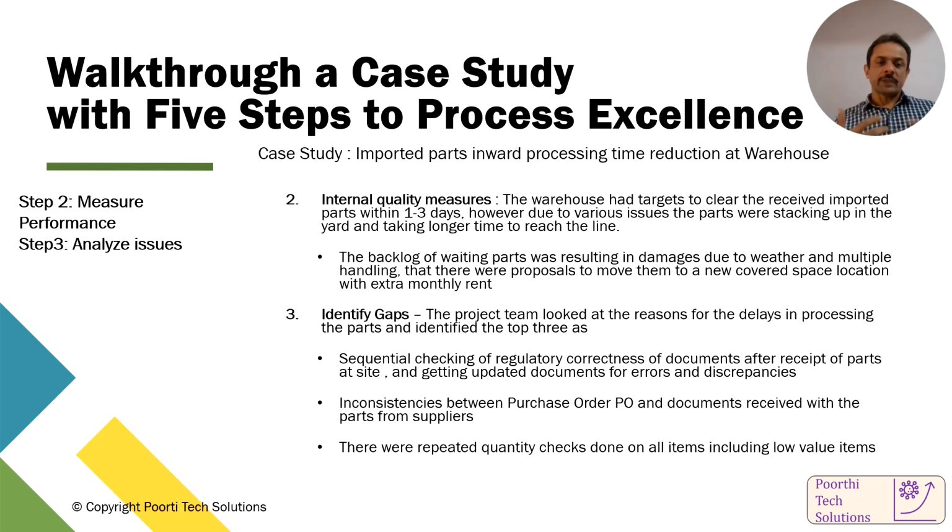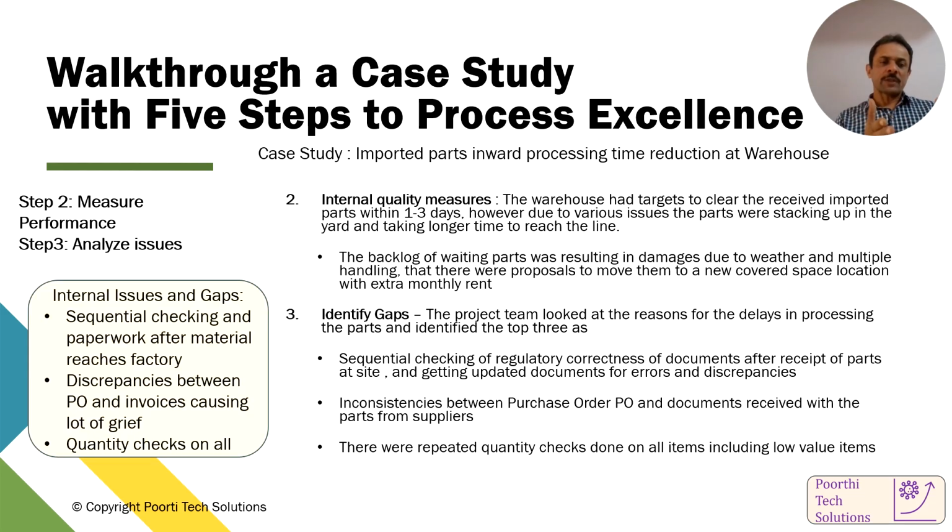So what are the gaps? The team moved on to identify gaps. The project team looked at the reasons for the delays in processing the parts and identified the top three as: sequential checking of regulatory correctness of documents after receipt of parts at site, and getting updated documents in case of errors and discrepancies; inconsistencies between the purchase order, PO, and the documents received with the parts from the suppliers, and getting corrections for those; and repeated quantity checks being done on all items, including low value items. These were identified as the top gaps.